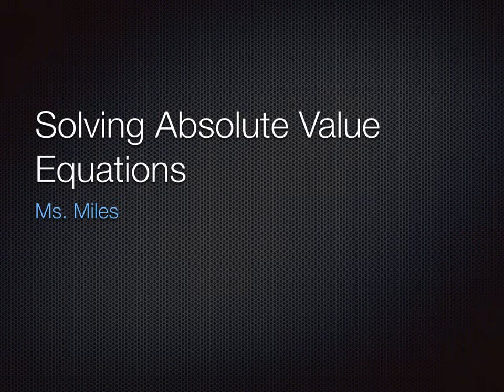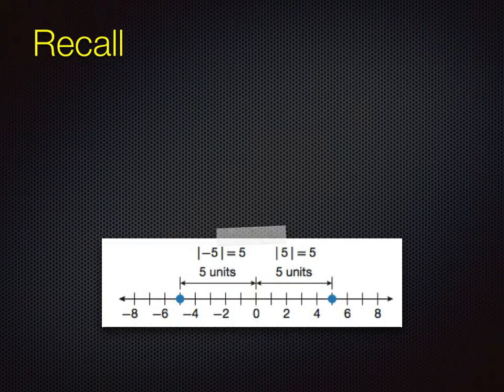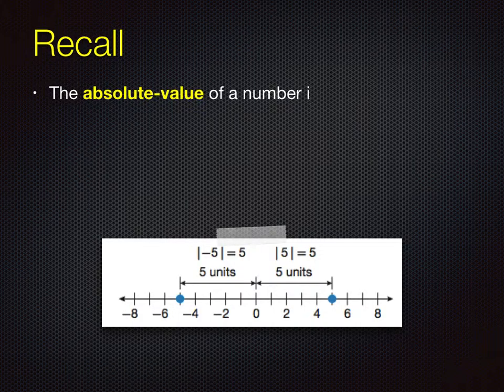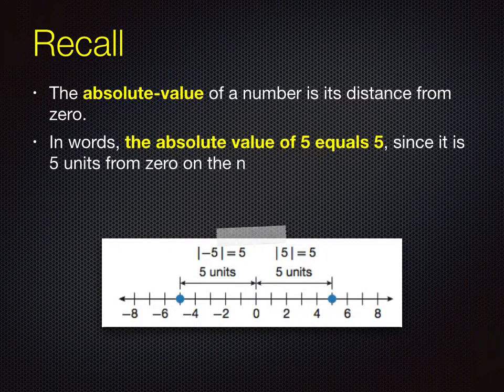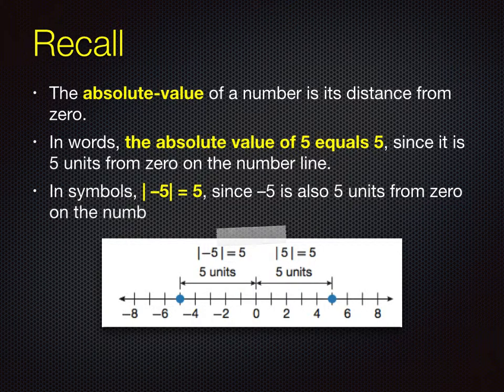Solving absolute value equations. Recall when we think about the number line, absolute value of a number is its distance from 0. In words, the absolute value of 5 equals 5, since it is 5 units from 0 on the number line. Using symbols, the absolute value of -5 equals 5, because -5 is also 5 units from 0 on the number line.